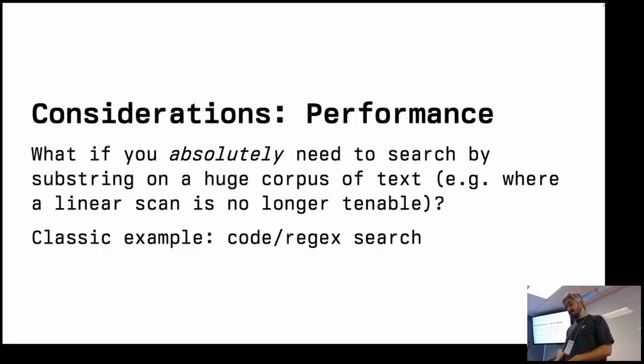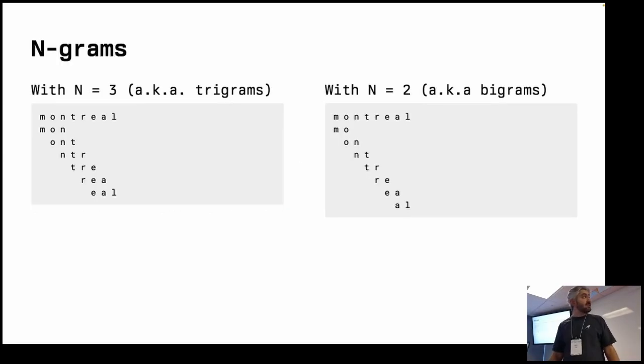All right, so what if you absolutely need to search by substring on a huge corpus of text? So you're not doing prefix, you're just doing find me this string within a longer string. The classical example of this is code and regex search. If you've used GitHub code search, that's basically what they're doing behind the scenes. And the strategy here is what's known as n-grams. I've given you 2 examples here.